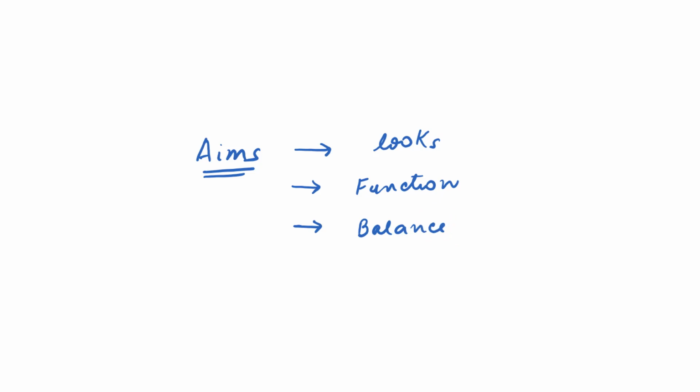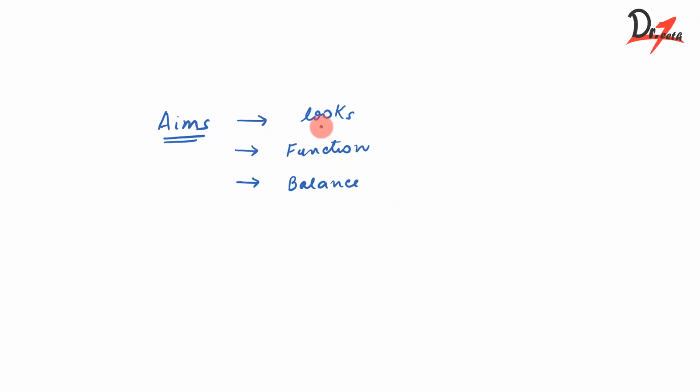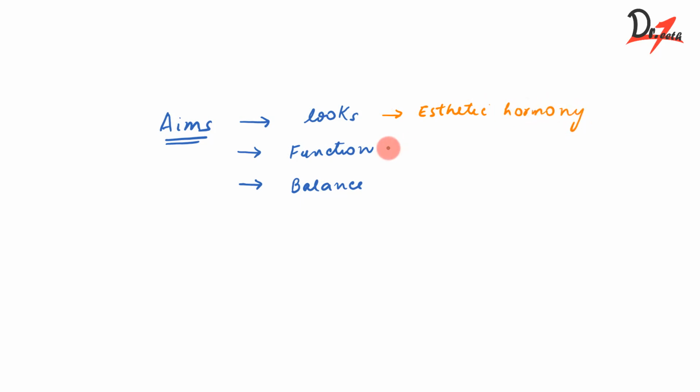So this look aim, that is the aesthetic harmony. And this aim of maintaining the function, it is the functional efficiency. And this aim of maintaining the balance, that is called the structural balance.